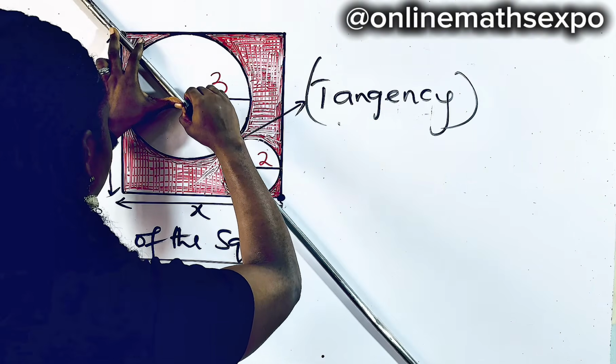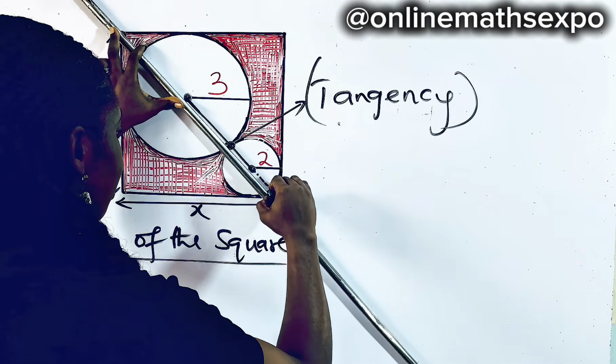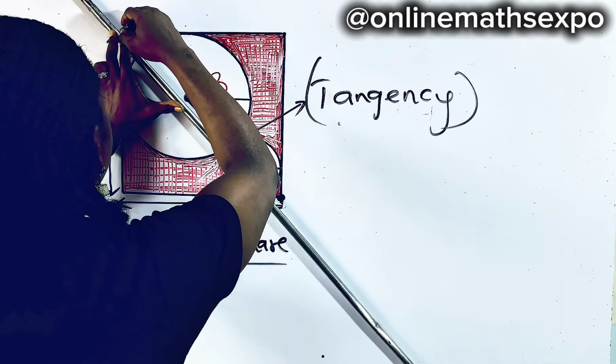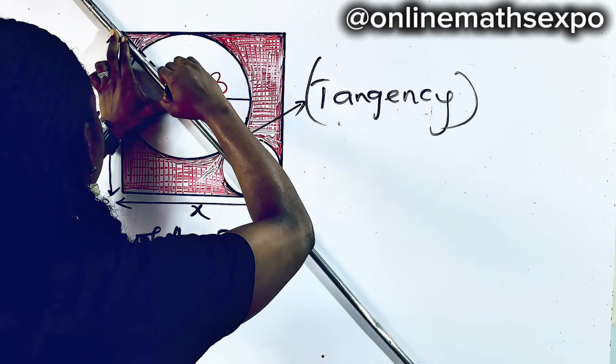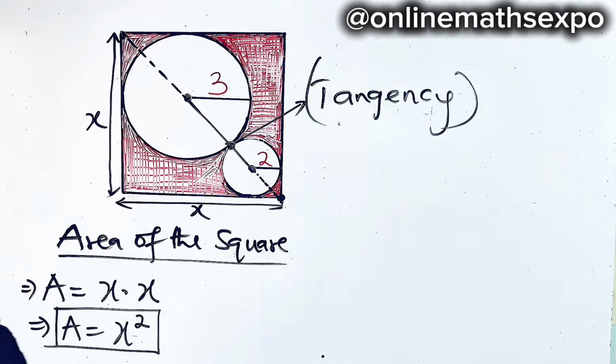So let's join it together to have this. This is this line. Join them together. So extend it. This is what you have. Extend this also. This is what you have. Did you see? So this is the diagonal of the square. Now, what do you do at this point?